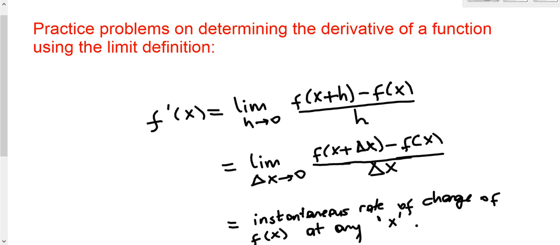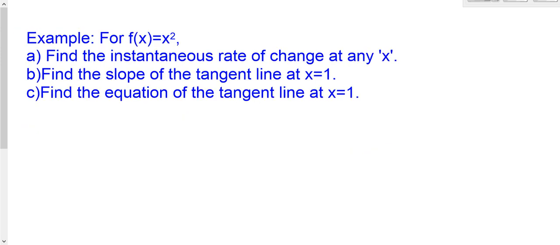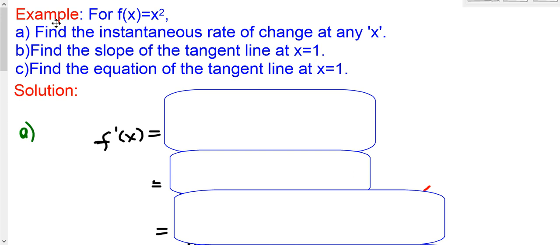So the next example we're going to solve is the following. Actually, I'm going to go back to an easier one first. f of x equals x squared. Part A wants us to find the instantaneous rate of change at any x. Part B, what is the slope of the tangent line at, in this case specifically, x equals 1. And part C, what is the equation of the tangent line at the point x equals 1.